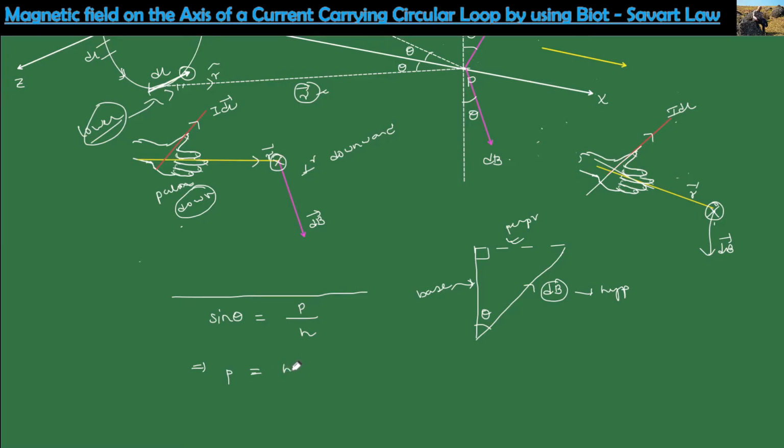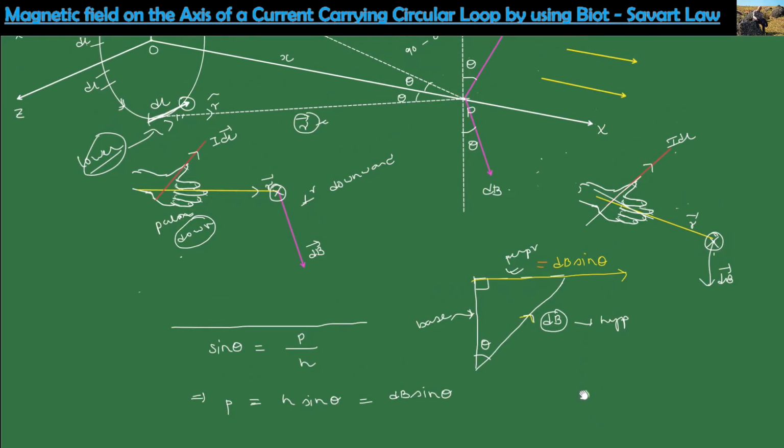Hypotenuse into sine of theta. What is this hypotenuse? The hypotenuse is nothing but this dB. So this perpendicular component will take the value dB sine theta, and this dB sine theta component will be acting in this direction.